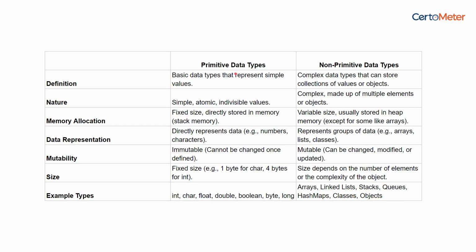So in a nutshell, the difference comes out like this: in Java, primitives are predefined and built in, whereas non-primitives are not predefined and are created by the programmer with the help of primitive data types.